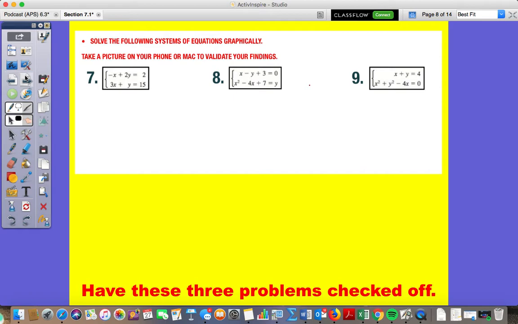Gotcha. Do this one. You need to isolate y for both of these first. So just get y by itself, because that's the first step when we graph these. So get those first, and then we can plug them in like that. Cool.